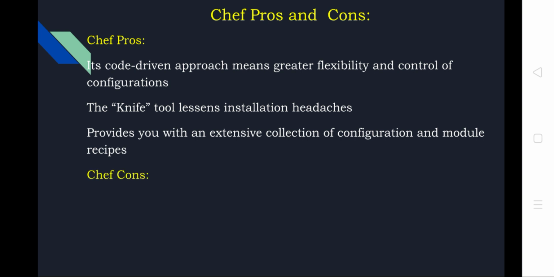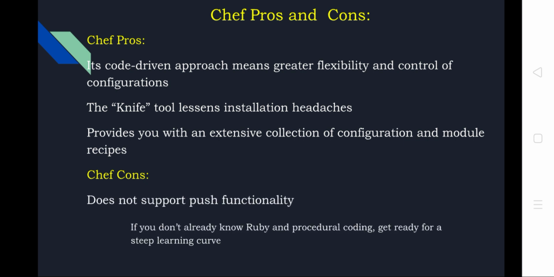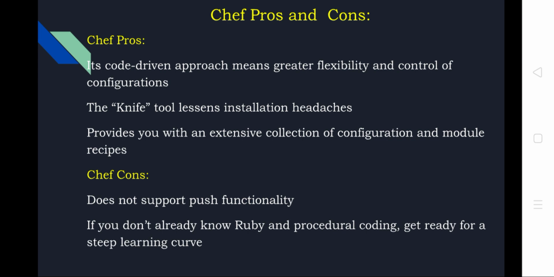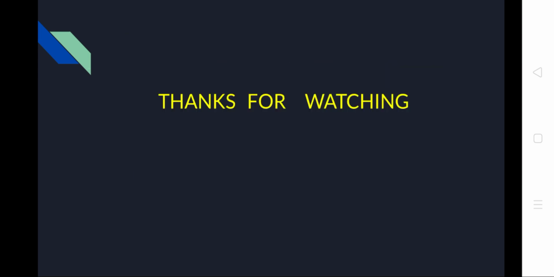What are the cons of Chef? It does not support push functionality. If you don't already know Ruby and procedural coding, get ready for a steep learning curve. That means we have to put in a lot of hard work to learn procedural coding in order to use Chef. That is the con in Chef. So that's all about Puppet, and it is a complex tool. Okay, so that's all about the concept of Chef and Puppet.